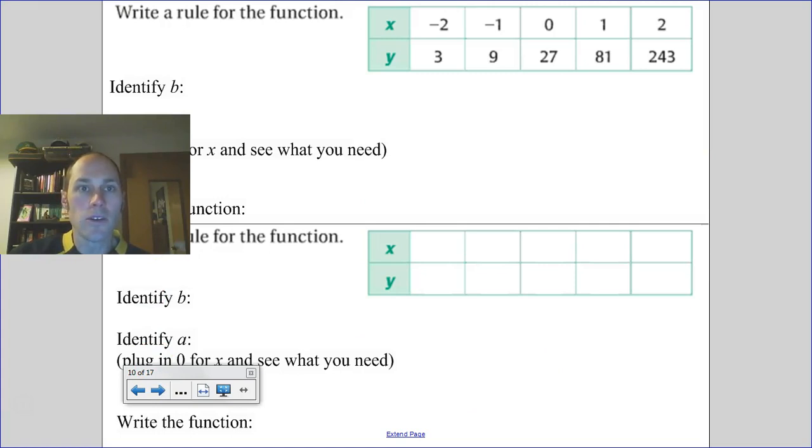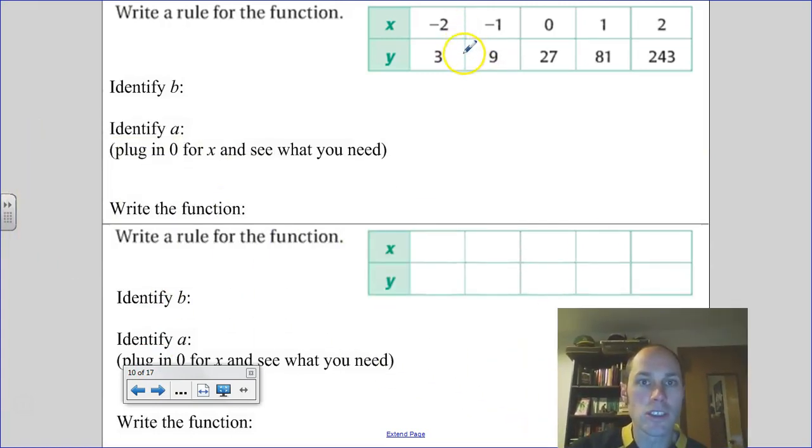So why don't you see if you can create a rule for this function here, and restart the video when you want to check if you are correct. Remember, the things you've got to find are y equals a times b to the x.